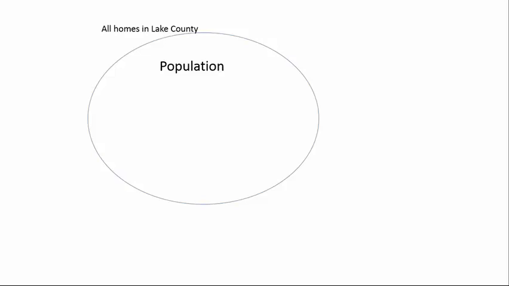However, often the population is inaccessible or too large to study. So we take a subset of the population. We call it a sample. So in our example, the sample is the 187 homes that were recently sold. So instead of having to find the average of all home values in Lake County, the hope is that we can get a decent estimate by finding the average of the homes in our sample instead.